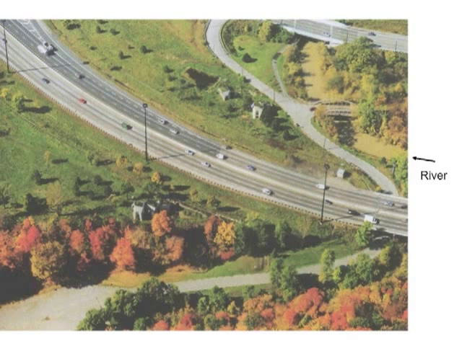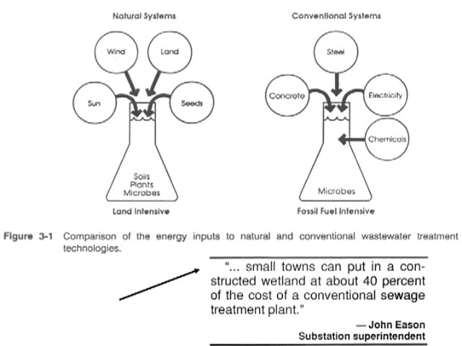But the people on the highway can enjoy his artwork there as they drive by. So if we look at a comparison between a wetland natural type system and a conventional sewage treatment system, a conventional system is very expensive. You've got concrete, steel, electricity, and chemicals as your input. It's very fossil fuel intensive.